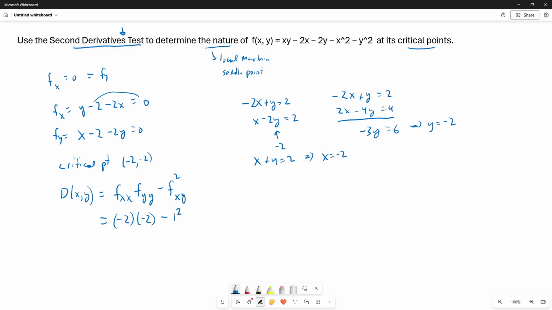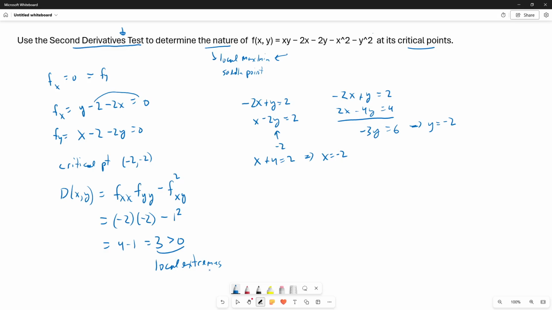So the discriminant is 4 minus 1 squared, which is 3, which is positive. And a positive discriminant means that we have local extremes as opposed to a saddle point. If the discriminant were negative, we would have a saddle point.